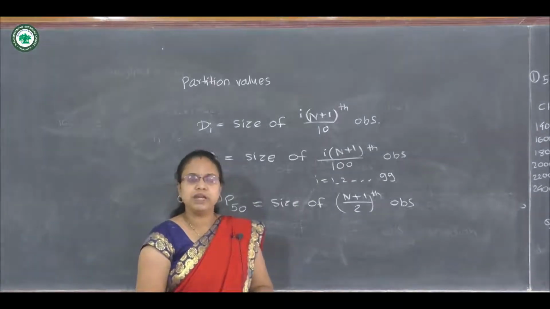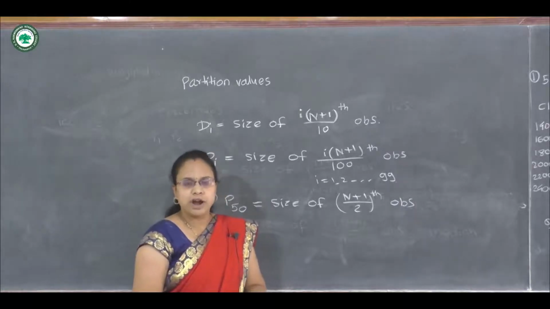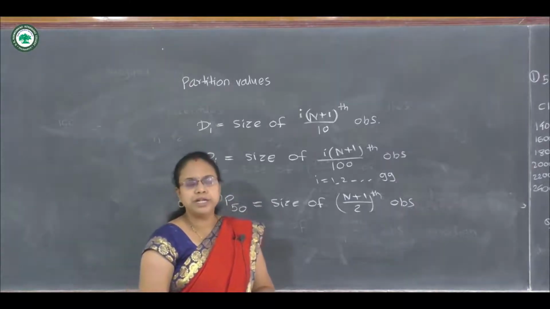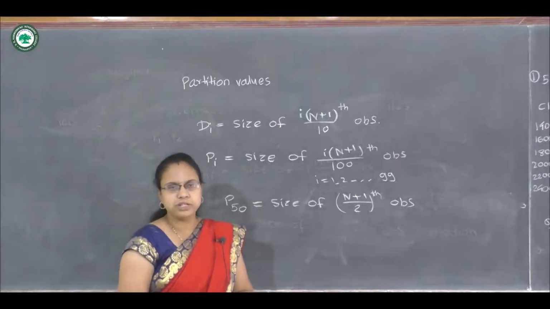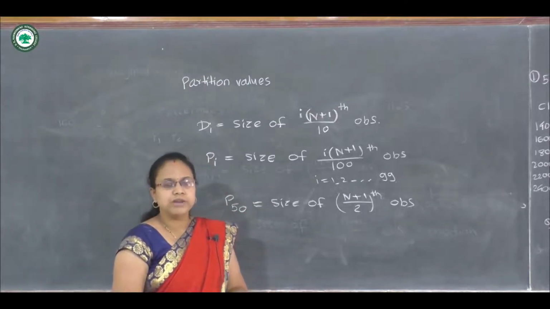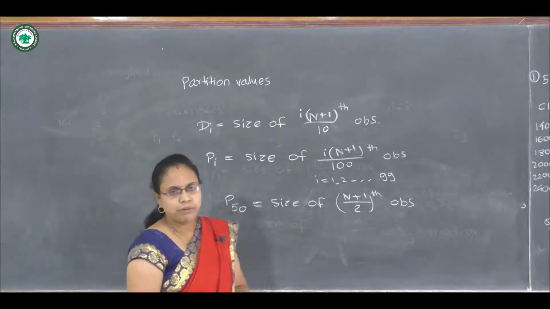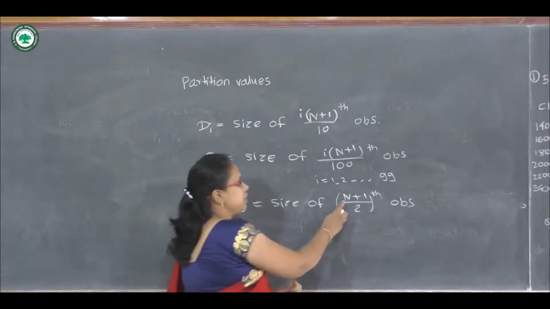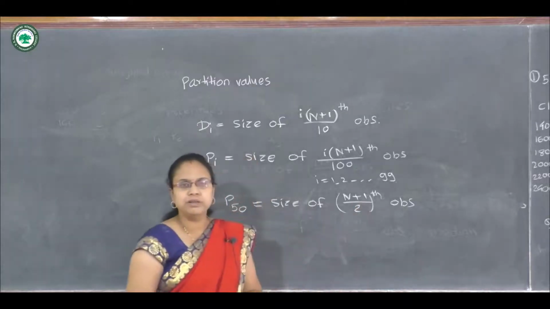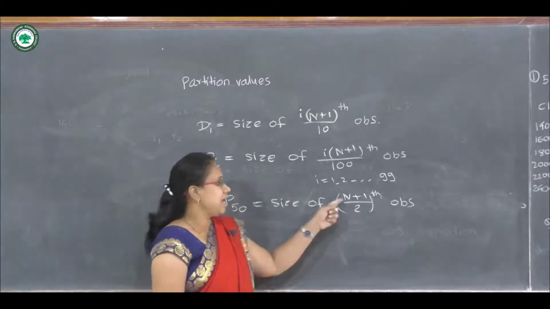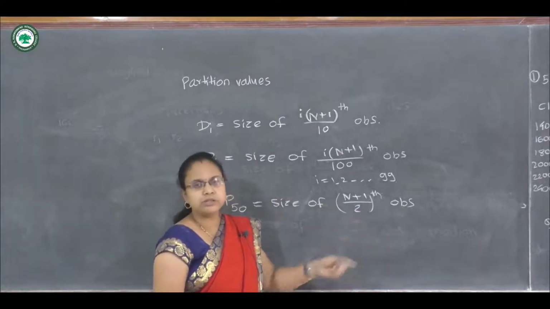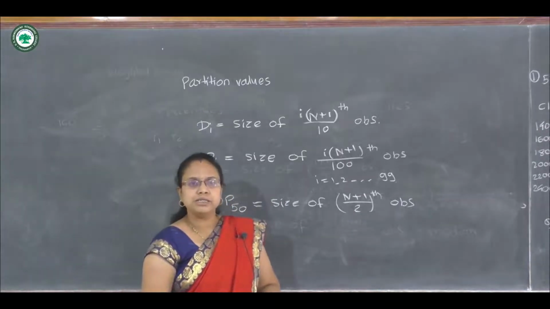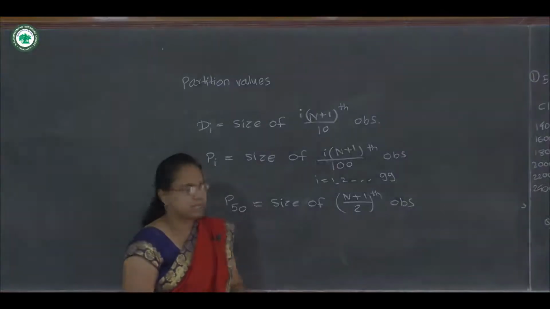In this way we can calculate quartiles, deciles and percentiles for ungrouped data when the number of observations is odd. If there is an even number of observations, then we can use capital N. So instead of n plus 1, we only take n upon 2th observation. It will give us the correct values of quartiles, deciles and percentiles.